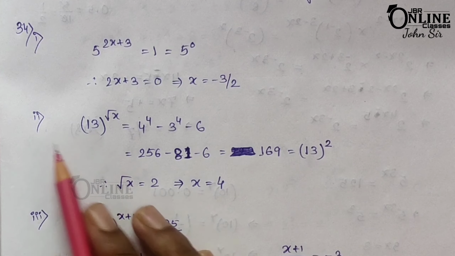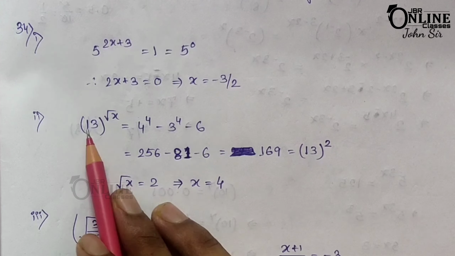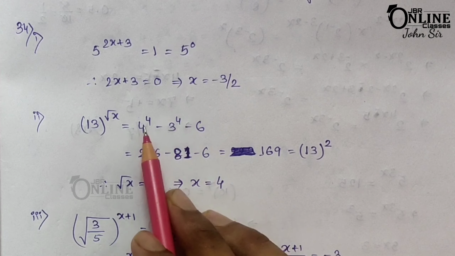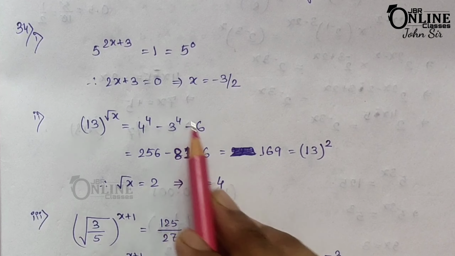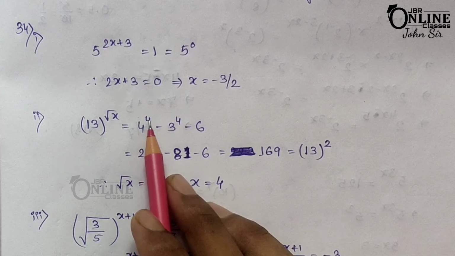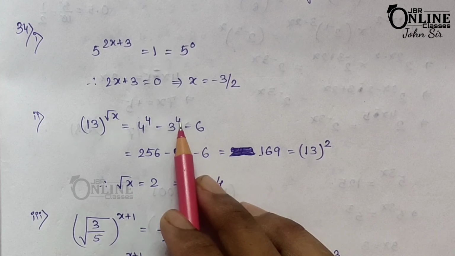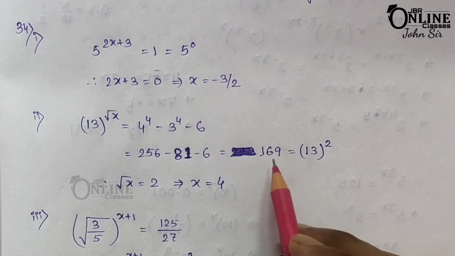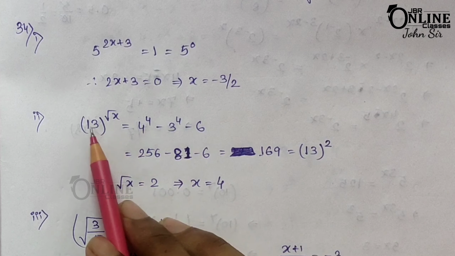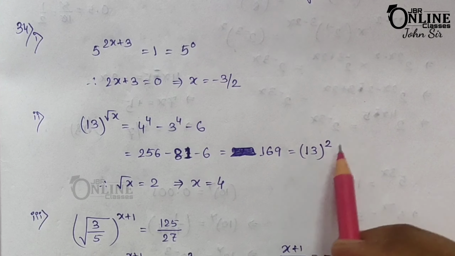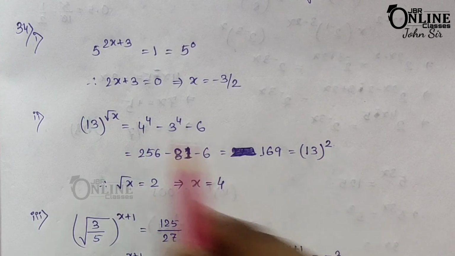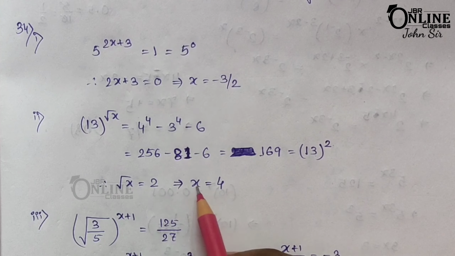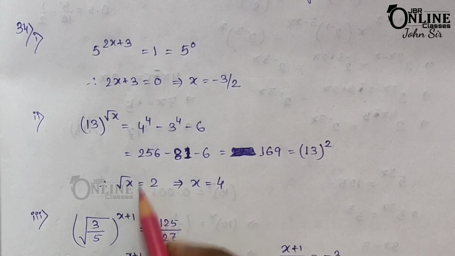It's very easy. Next, number 2, 13 to the power root x equals 4 square minus 3 to the power 4 minus 6. 4 to the power 4 means 256, 3 to the power 4 means 81, minus 6, it becomes 169. Now 169 means 13 square. So here 13 to the power root x, here 13 to the power 2. So base will be same. So that means power will be also same. So root x equal to 2 and then x equal to 4 by squaring both sides.